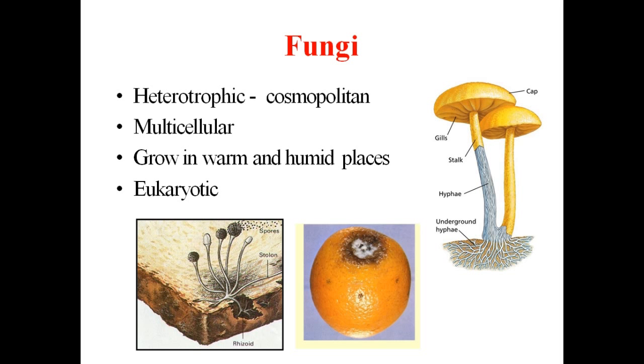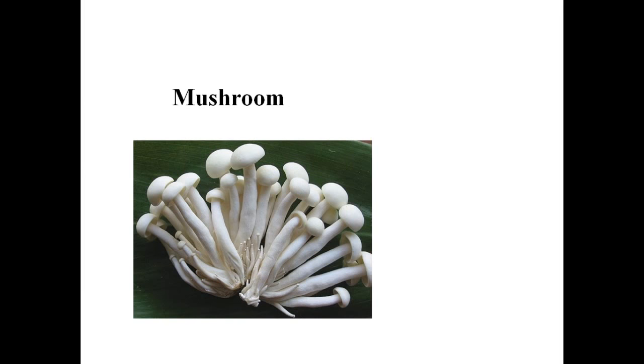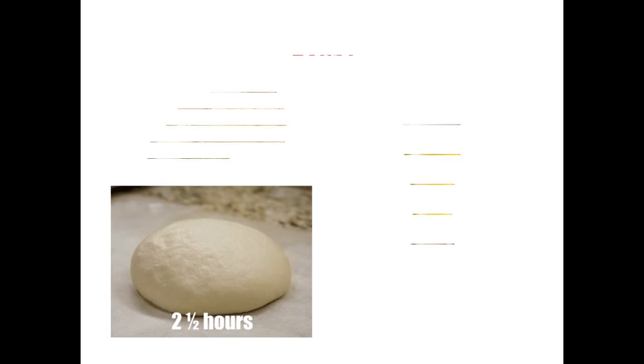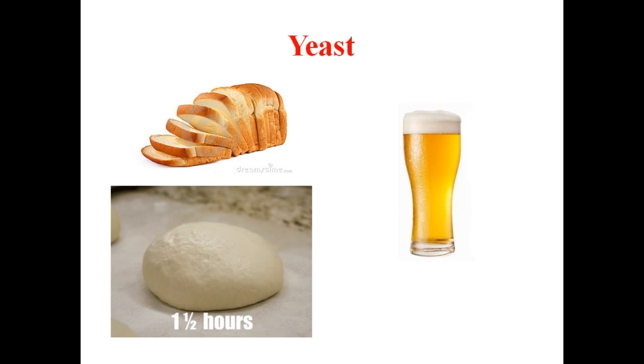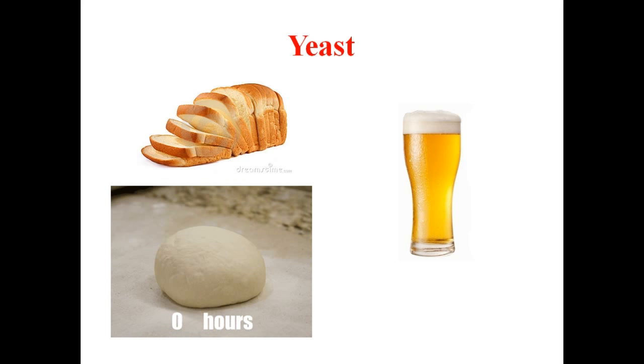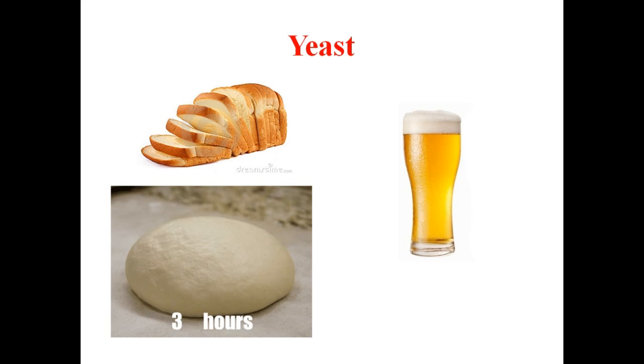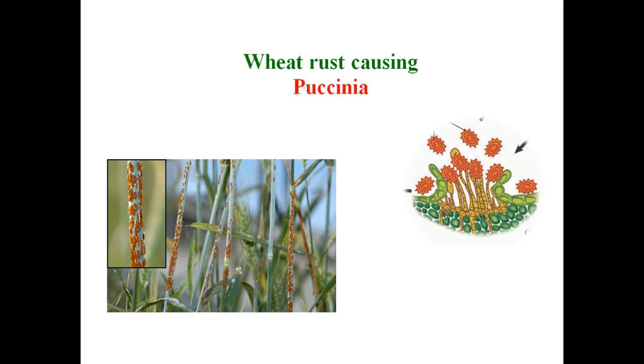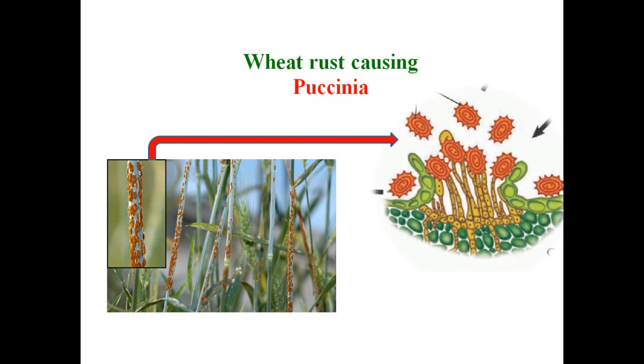Some other examples: when your bread develops a mold or your orange rots, it is because of fungi only. The common mushroom you eat and toadstool are also fungi. Some unicellular fungi, for example yeast, are used to make bread and beer. Mostly this yeast is used for the fermentation process. Some other fungi cause diseases in plants and animals.